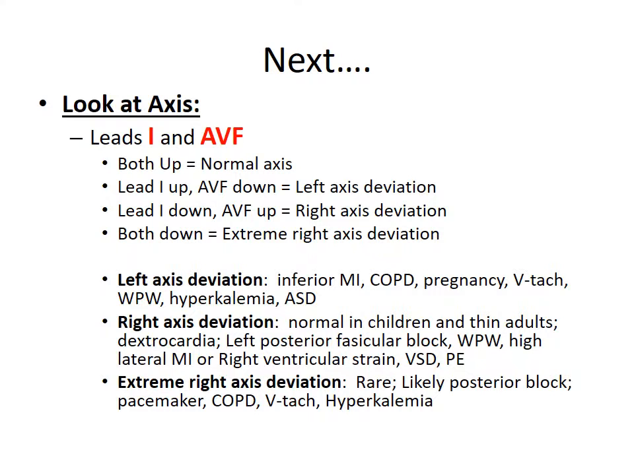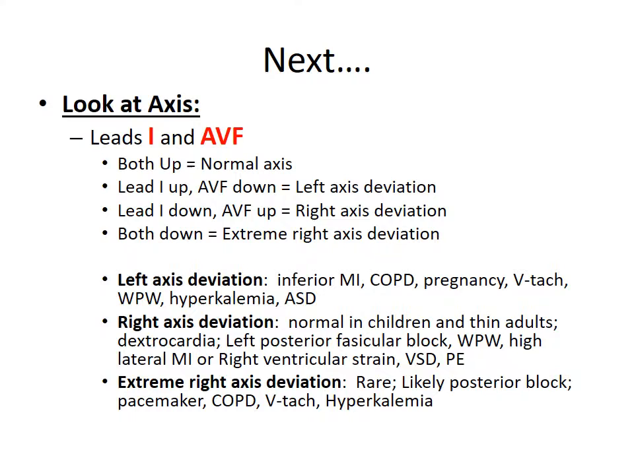Again, here are the axes. It is important to know these. It's important to know this for your ISA, I'm sure, and it will be on board exams as well as rotations. Leads 1 and AVF are what you look at for your axis. If they're both up, it's normal. If lead 1 is up, it's either going to be normal or it's going to be left axis. So look at your AVF. If it's down, it's left axis deviation. So both up, normal. Lead 1 up, AVF down, left axis deviation.